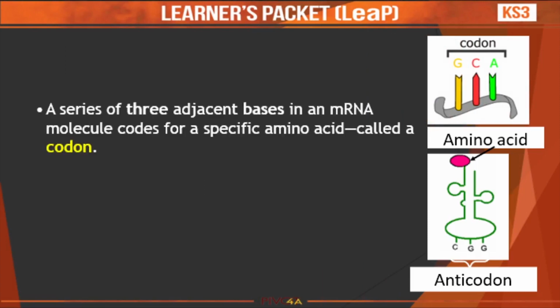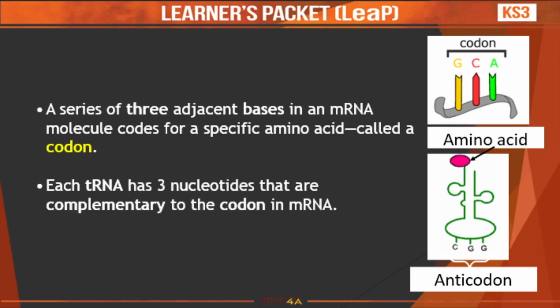Okay, so a series of 3 adjacent bases in a messenger RNA molecule codes for a specific amino acid. It is called the codon. Each transfer RNA has 3 nucleotides that are complementary to a codon in mRNA. So it is what we call the anticodon.